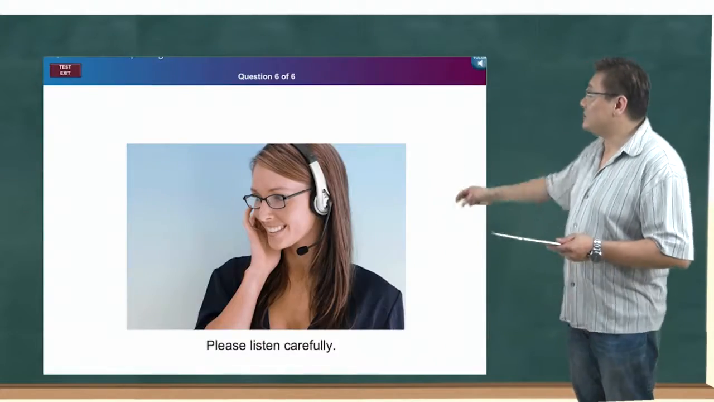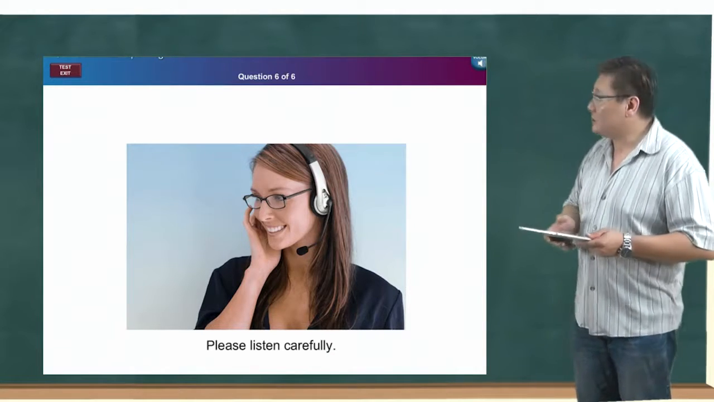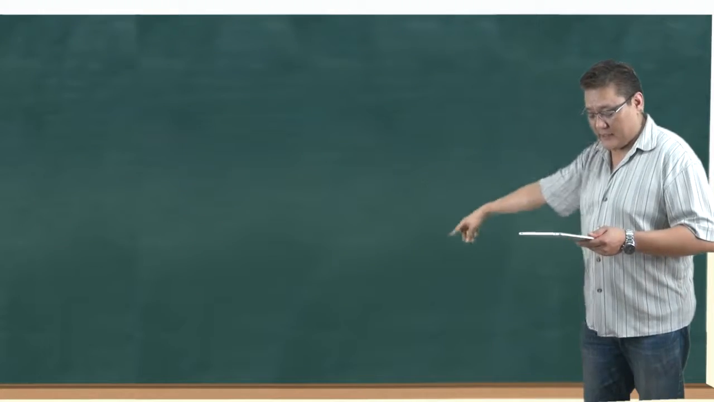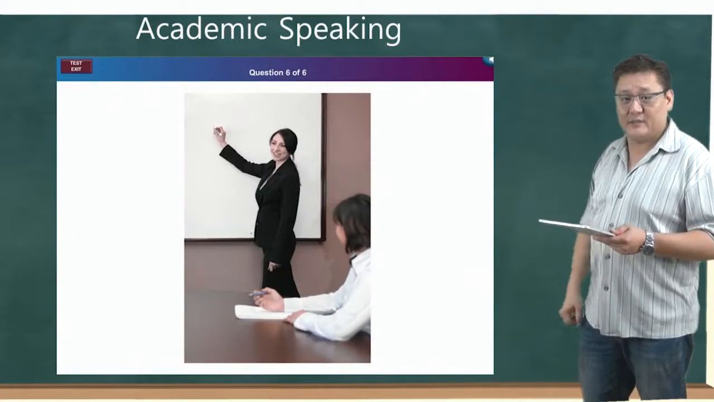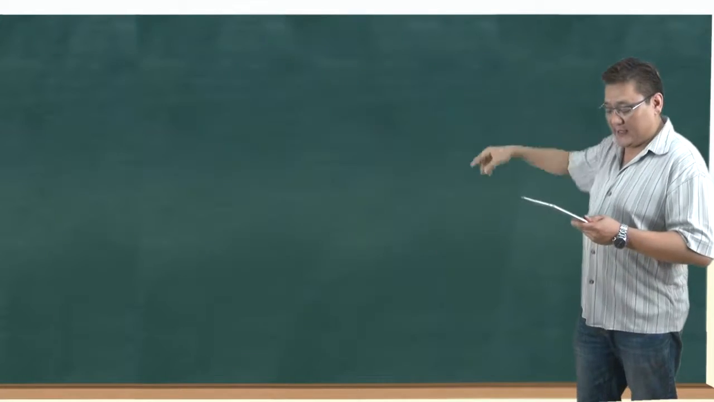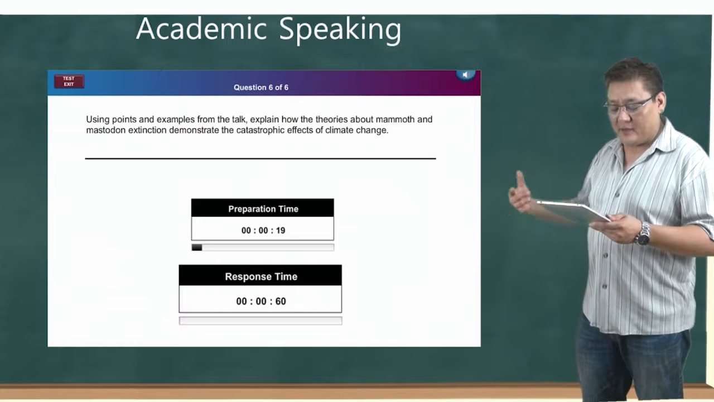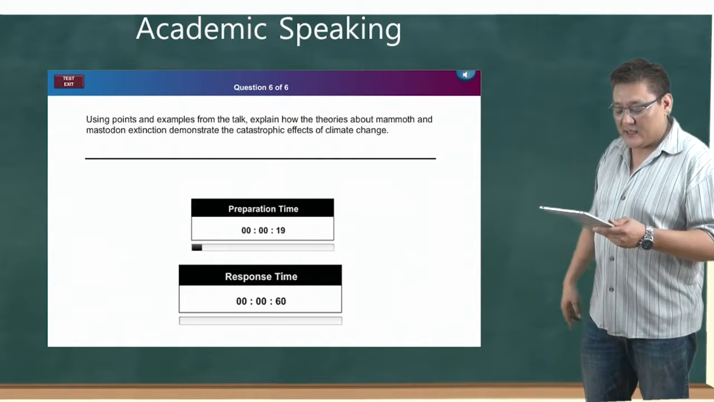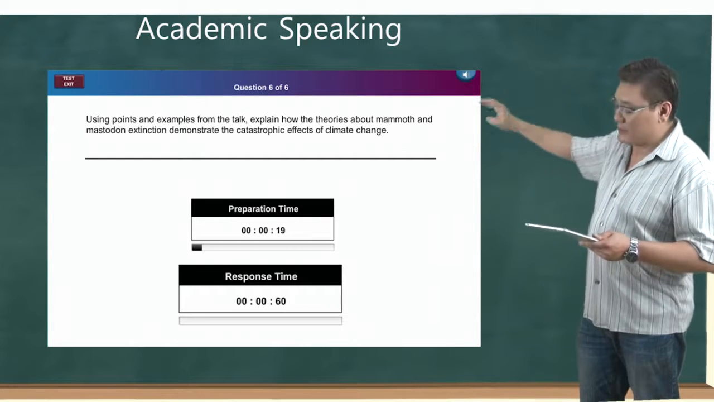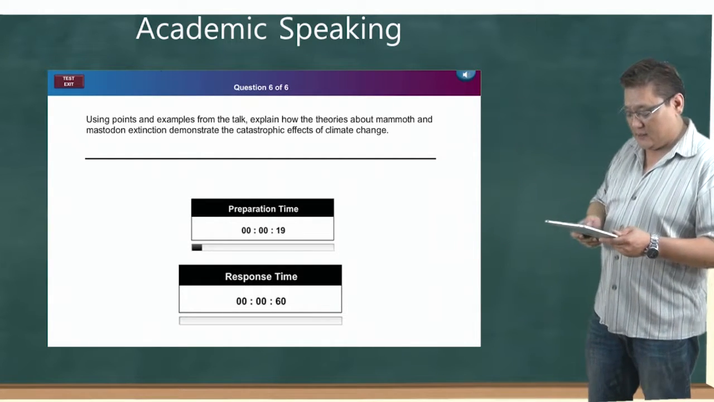Okay? And task 6 looks like this. So you have task 6, right? And then the listening will come up. And as you can see, it's a classroom environment. Okay? And then the question will come up at the end. So using points by explaining the talk, explain the theory of mammoth and Macedonian extinctions demonstrated by the classical effect of climate changes. And your preparation time 20 seconds, and your response time is 60 seconds.